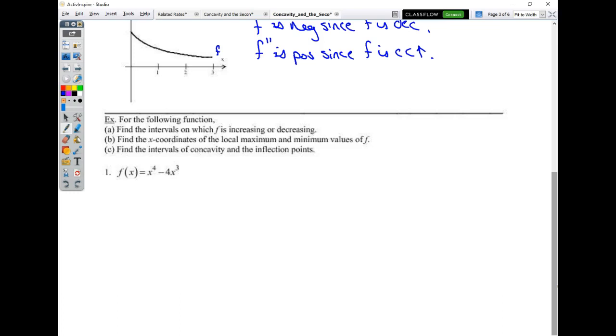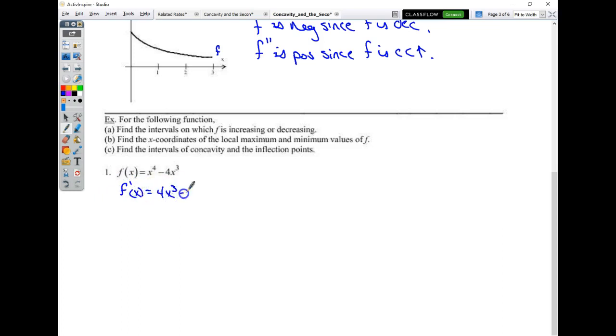So for the following function, we want to find intervals where f is increasing and decreasing, the local maximums and the local minimums, and now an interval of concavity. So now we've got to do a bunch of stuff. The first two are nothing crazy. How do we find increasing and decreasing? You take the first derivative.